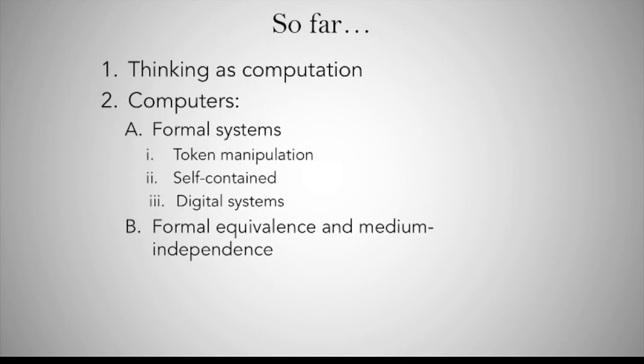And so far, we have the notion of thinking as computation, and then on the notion of computer, we have introduced the notion of a formal system characterized as token manipulation systems, which have the property of being self-contained and digital. And we just discussed the notions of formal equivalence and medium independence. Now in our next video, we're going to introduce the notion of an automatic formal system.